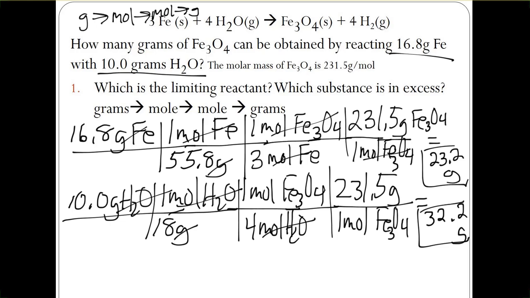From figuring out the product from each reactant, I find that my limiting reactant is the first one. Notice that it's the one I have the most of, the 16.8. This can happen. Just because you have more of one reactant doesn't mean that it is not going to be the limiting reactant, because there's a balanced equation that you have to figure out. So my limiting reactant is my iron.